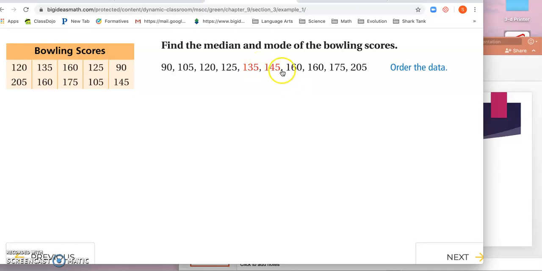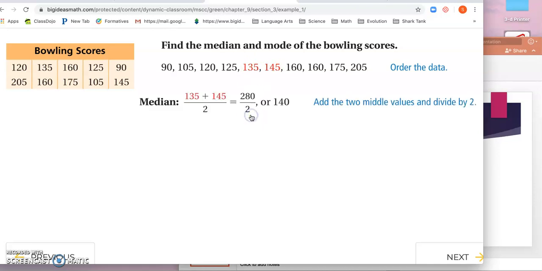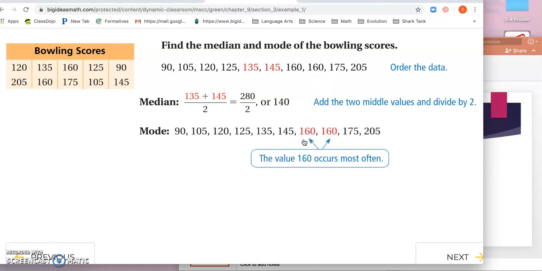You find the two middle numbers. In this situation, it'll be 135 and 145. You add them together, and we will divide by 2. 135 plus 145 equals 280. You divide it by 2 and it equals 140. So therefore, our median would be 140. Okay, mode. Which number shows up the most? Well, looking at all the data, I only see one number that shows up more than one time. That would be 160. So 160 would be the mode.